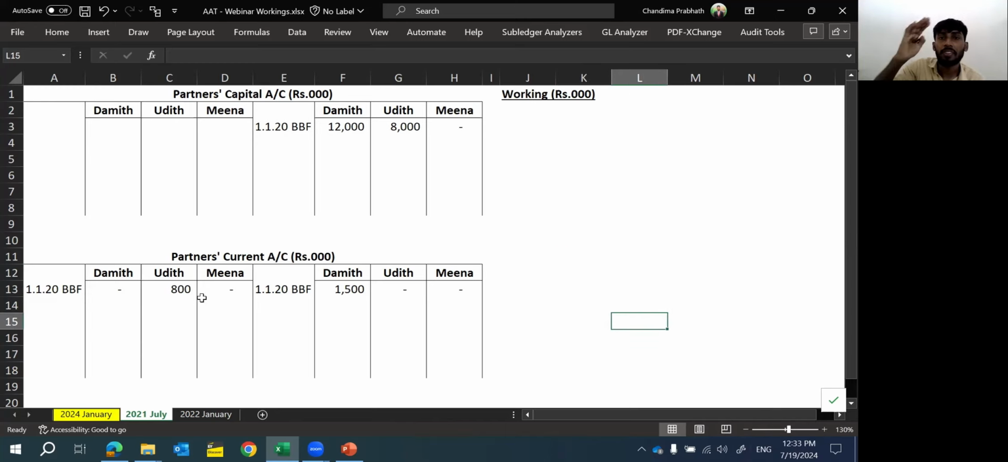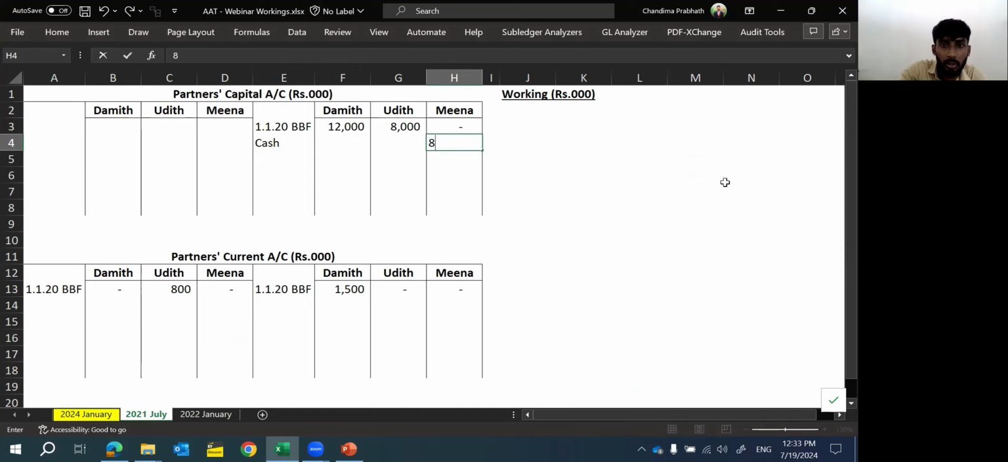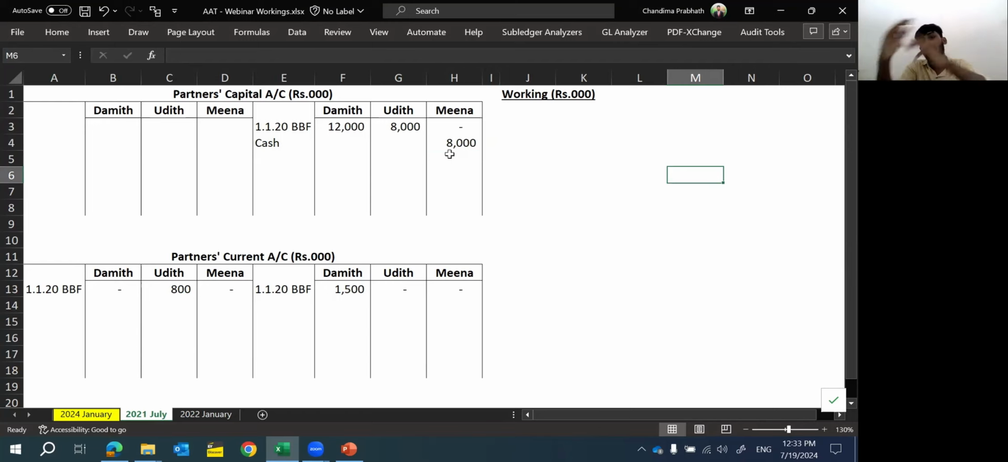Then what I told you. Since this is the beginning, we are going to record the capital introduced. How much capital? Or else you can put it as cash. So we write it as cash. The capital introduced by Meena is also 8,000. So here, credit to Meena's capital account. It was in a separate account. I am debiting that separate account and crediting Meena's account.